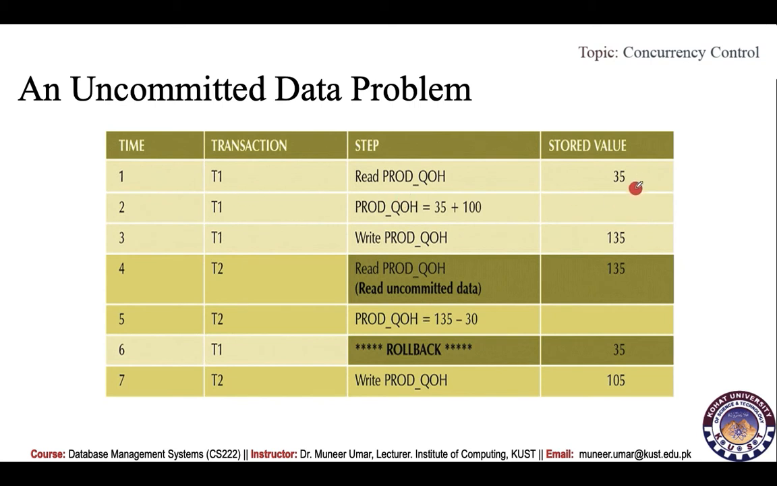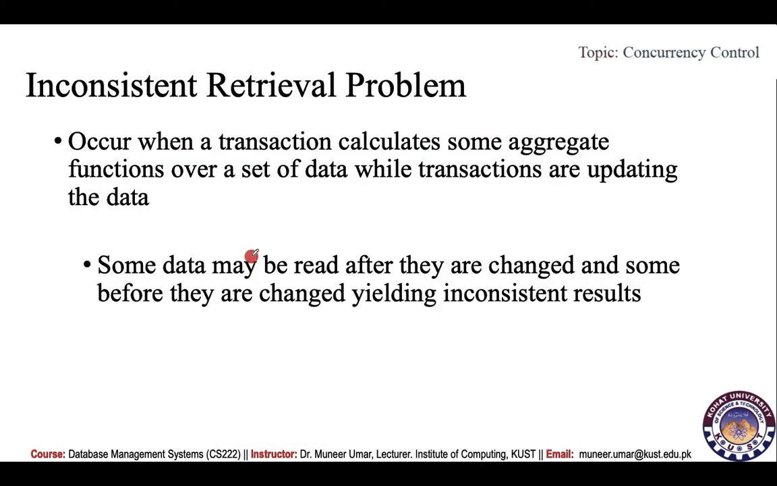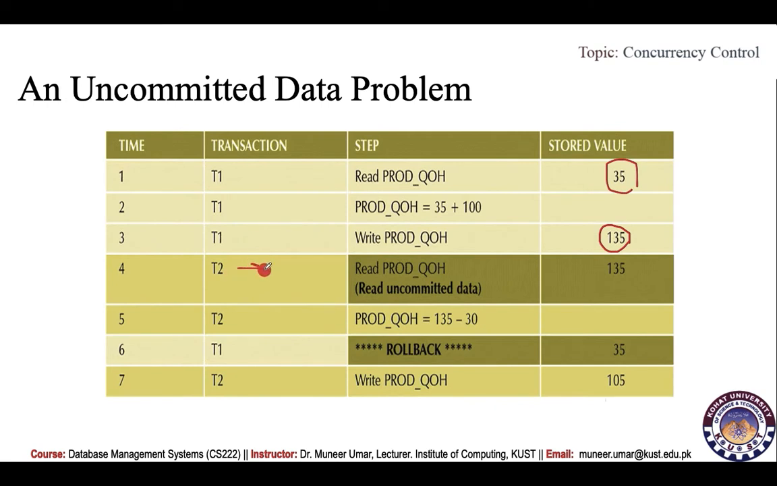But here T1 read the value as 35, added 100 and made it 135. After that T2 read this value. Now with T2, quantity on hand is 135. But once this value is read by T2, after that T1 rolled back this value to its previous state, and meanwhile T2 was using this 135 and it subtracted 30 from 135, so T2 made it 105.